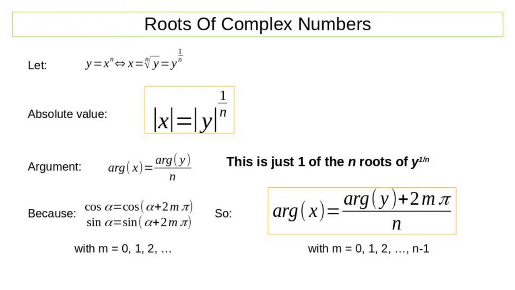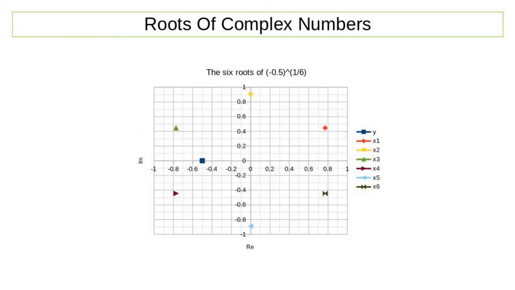Since the argument corresponding to m equal to n will be the same as the argument corresponding to m equal to 0, the same holds for m equal to n plus 1 and 1, and so on. Let's visualize this operation graphically.